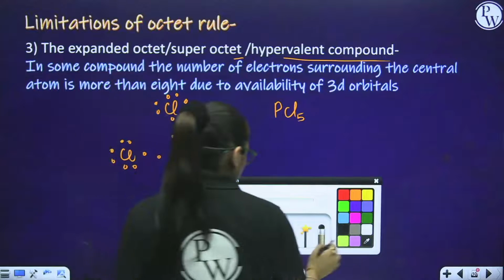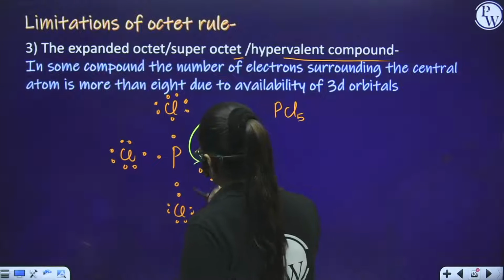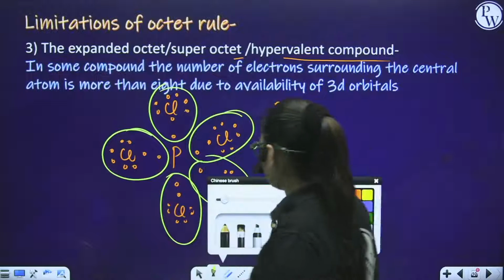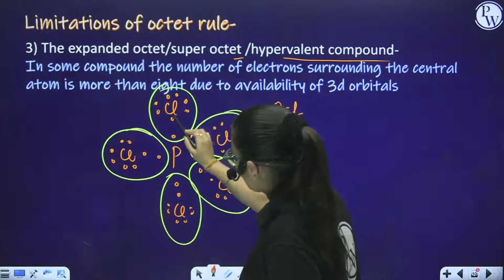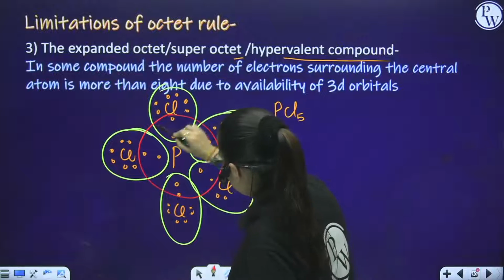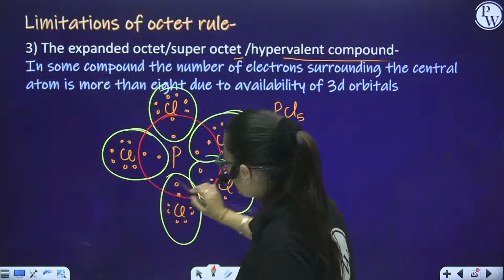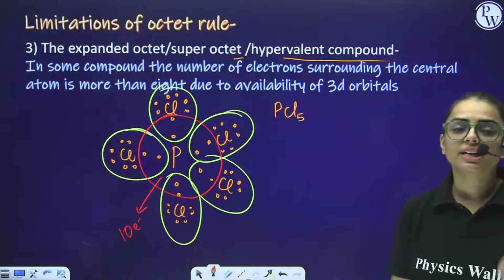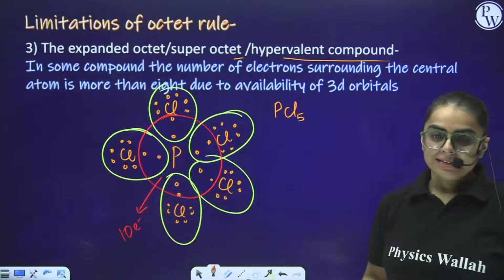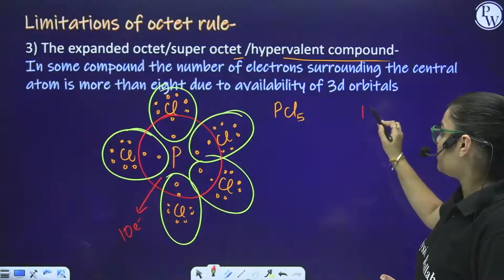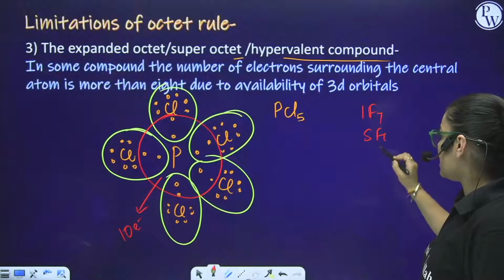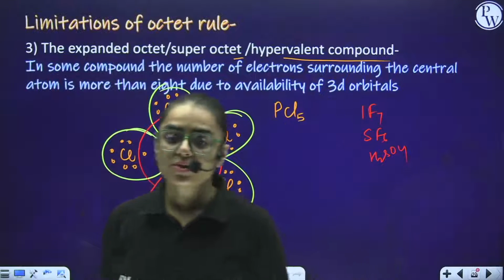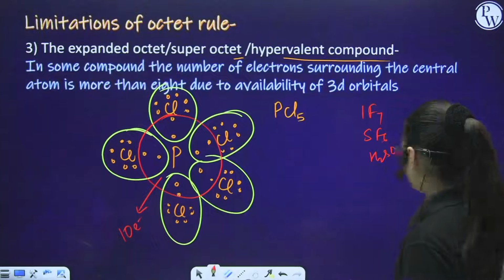Now see over here, students. Chlorine basically is acquiring 1 electron from phosphorus, another electron like this. Let's count the electrons for phosphorus now. See, 1, 2, 3, 4, 5, 6, 7, 8, 9, 10. Phosphorus holds 10 electrons. The central atom has more than 8 electrons. So it is again a limitation. Similarly, you can take the case of IF7, SF6, H2SO4. In all of these cases, the central atom holds more than 8 electrons. So again, this is a limitation for the octet rule.